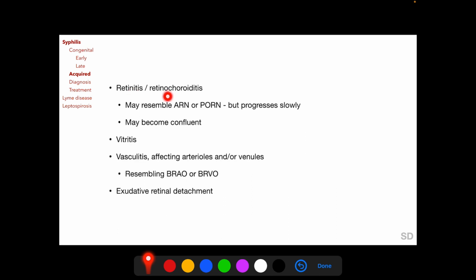Retinitis and retinochoroiditis can also occur, and this may resemble viral retinitis such as acute retinal necrosis or progressive outer retinal necrosis, but retinitis from syphilis usually progresses slowly in comparison to viral retinitis, and these retinitis lesions may become confluent. Associated vitritis is usually found. Vasculitis can also be seen and can affect both arteries and veins, and may resemble a BRAO or a BRVO. Exudative retinal detachment can also be found.